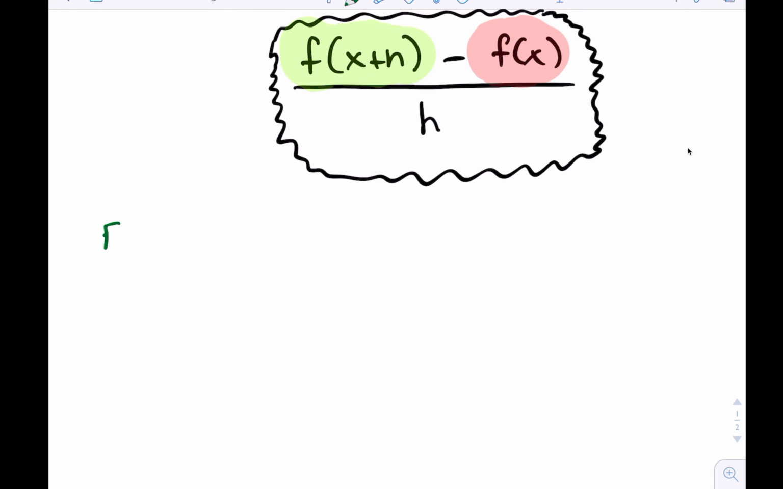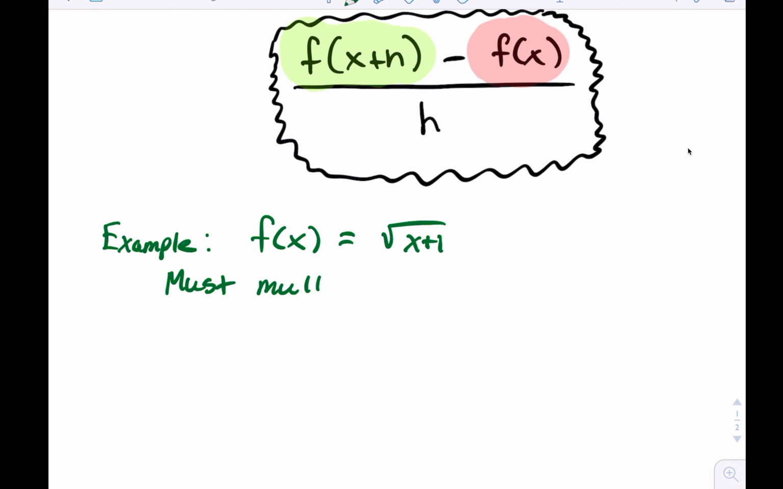So now this one is going to be with a square root. So f of x is now square root of x plus 1. And one of the techniques that we talked about in the first chapter was multiplying out by a conjugate. So this is what's going to be asked of you whenever you have a square root. So you must multiply by conjugate.